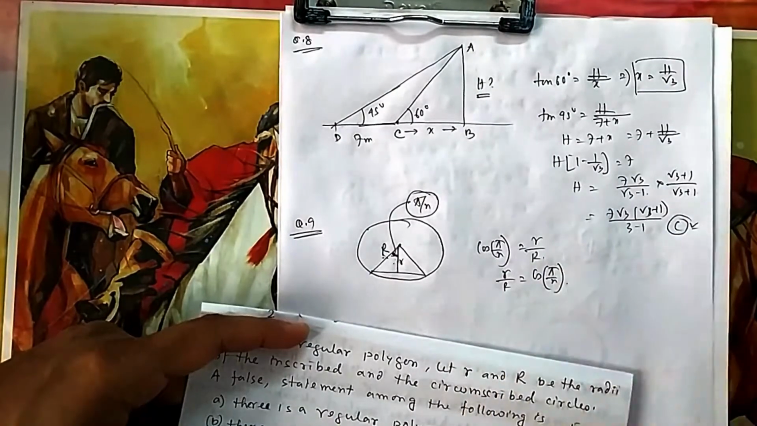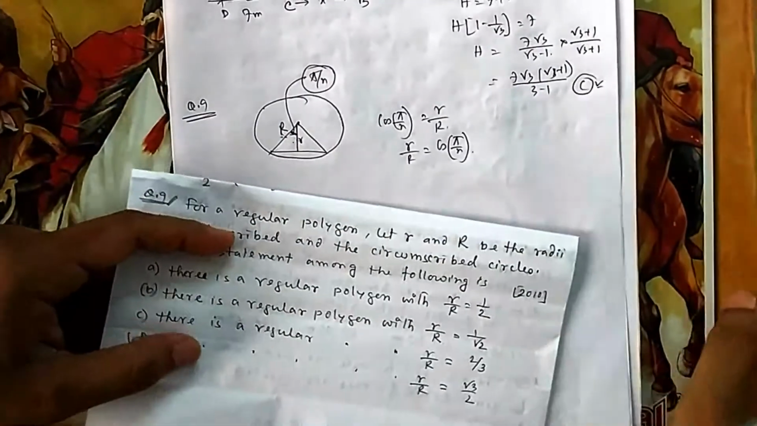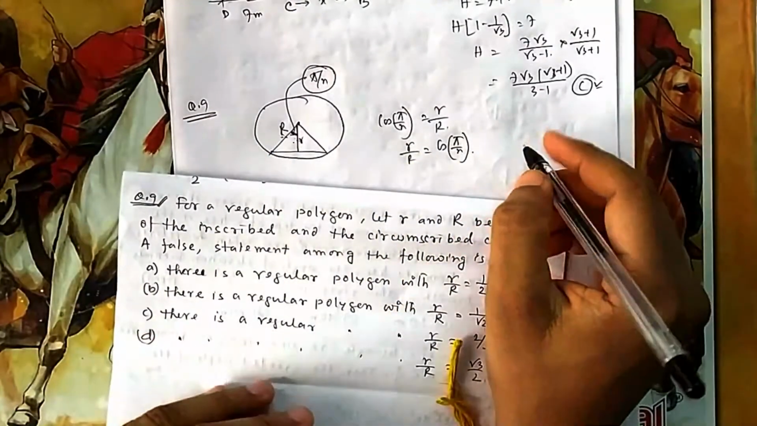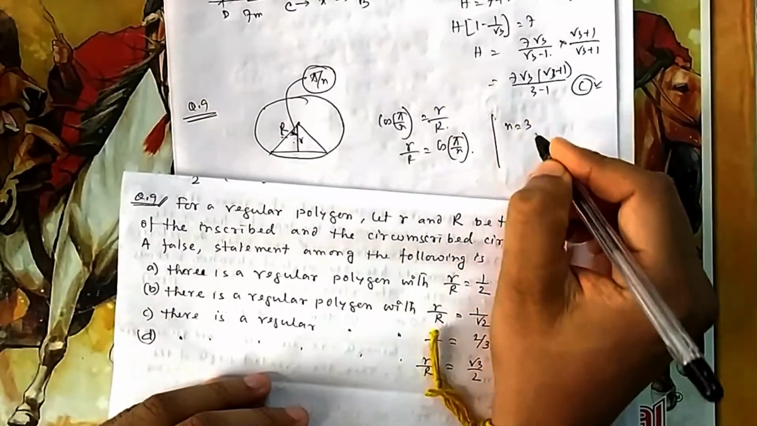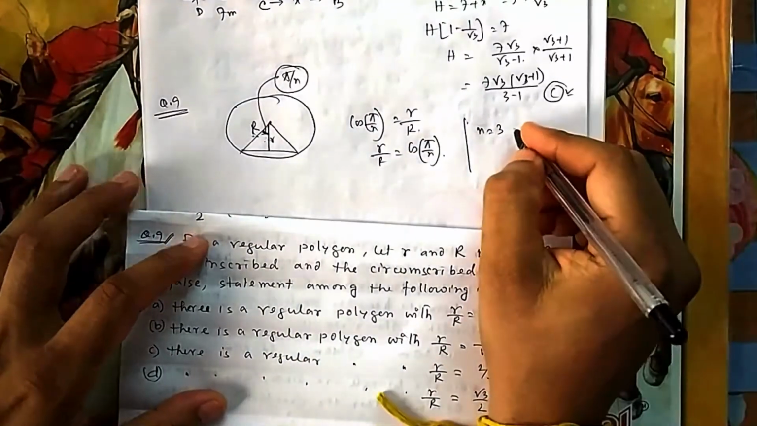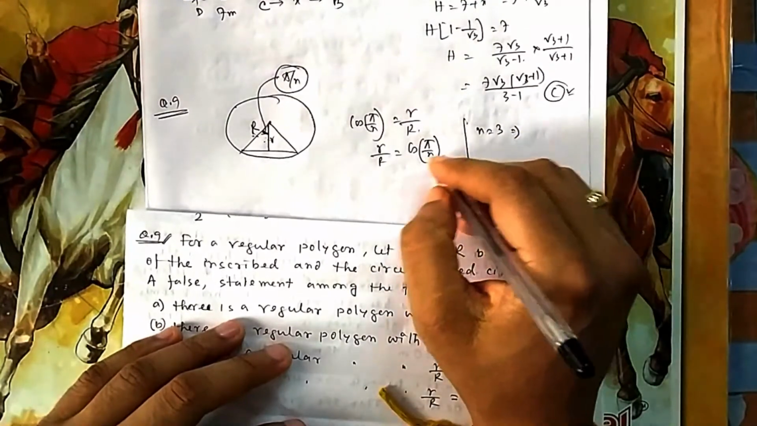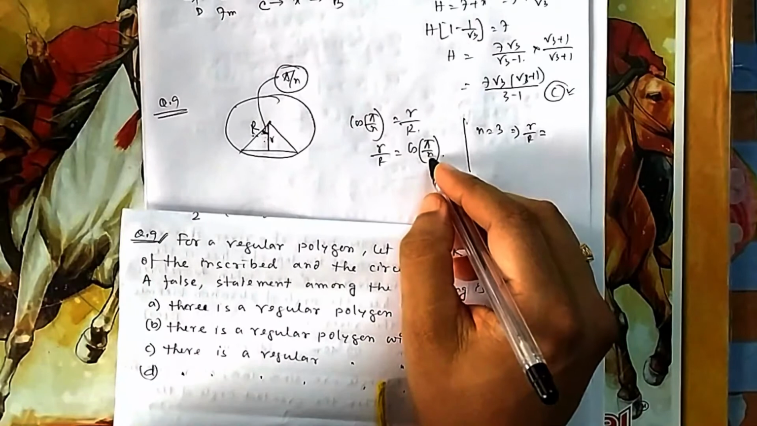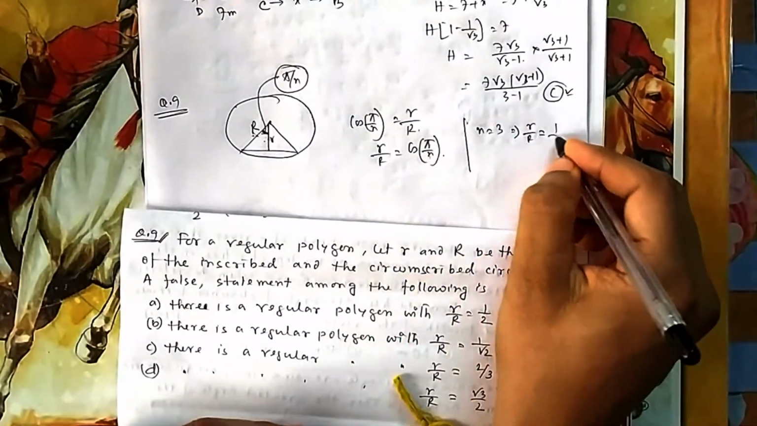Now you can try with the values of n. Obviously n cannot be a fraction because it is n-sided, and a one-sided polygon is not there. So you can start with n equal to 3, a 3-sided polygon, that is a triangle; 4 sides is a quadrilateral. So if n is equal to 3, then what will be the value of r by R? Pi by 3 is 60, cos 60 is half. So this one can be.